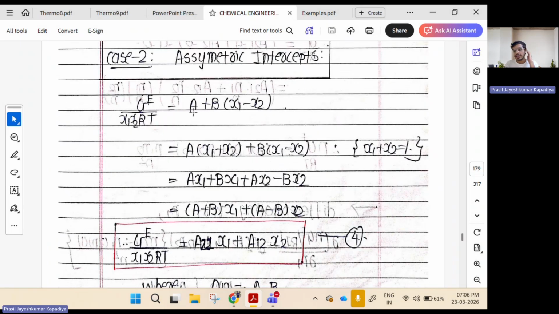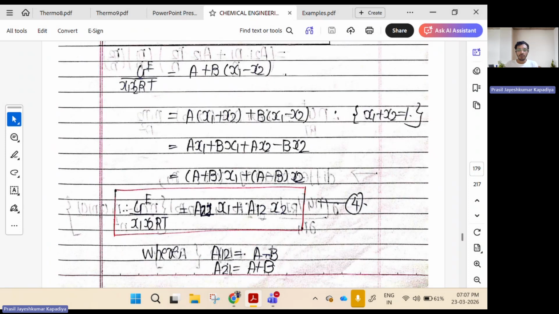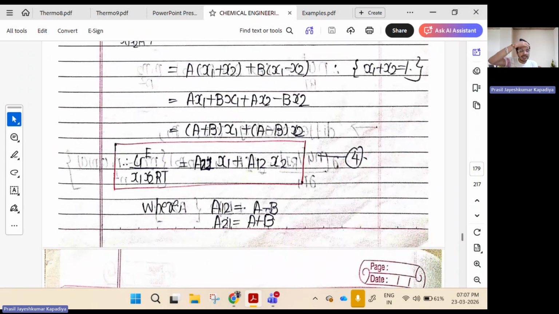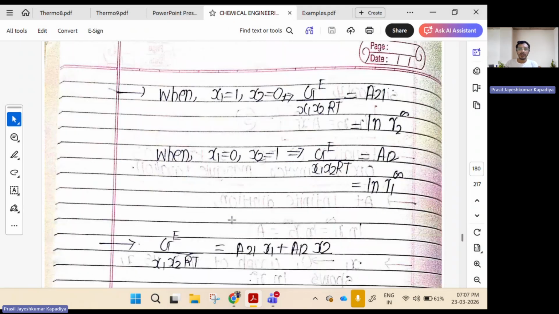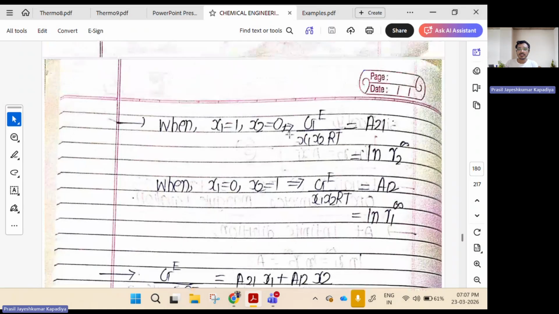I can write it down with A multiplied by 1, which is x1 plus x2, since x1 plus x2 is equal to 1. So I'm writing A into (x1 plus x2) plus B into (x1 minus x2). If I expand it, A x1 plus B x1 plus A x2 minus B x2. So it is (A plus B) x1 plus (A minus B) x2. That is nothing but A21 x1 plus A12 x2. So GE by x1 x2 RT is equal to A12 x2 plus A21 x1, where A12 is A minus B and A21 is A plus B.